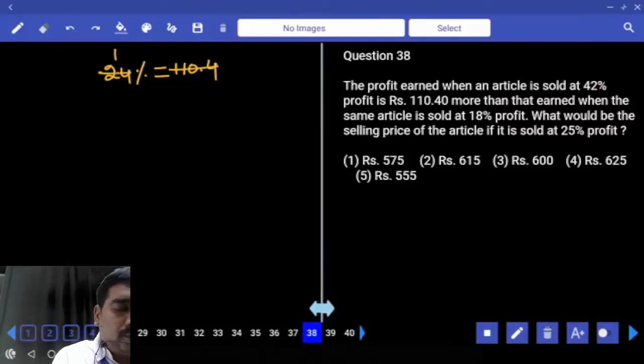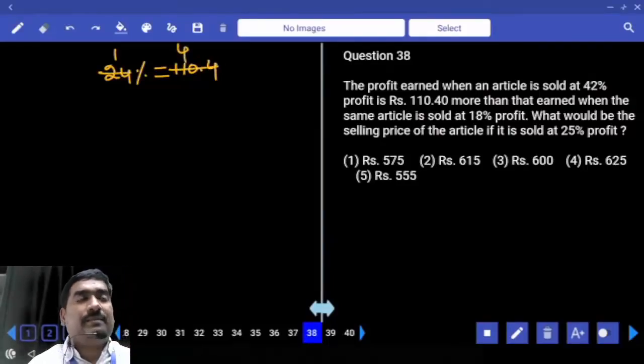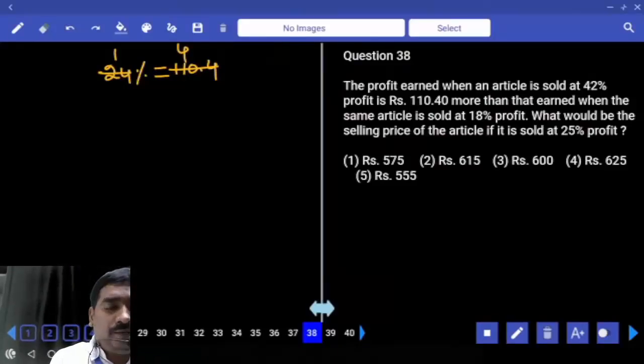24 ones are 24, 24 fours are 96. Left with 14.4, which is 144 in tenths, so 6 times. Cost price of the product, 100%, equals 460.